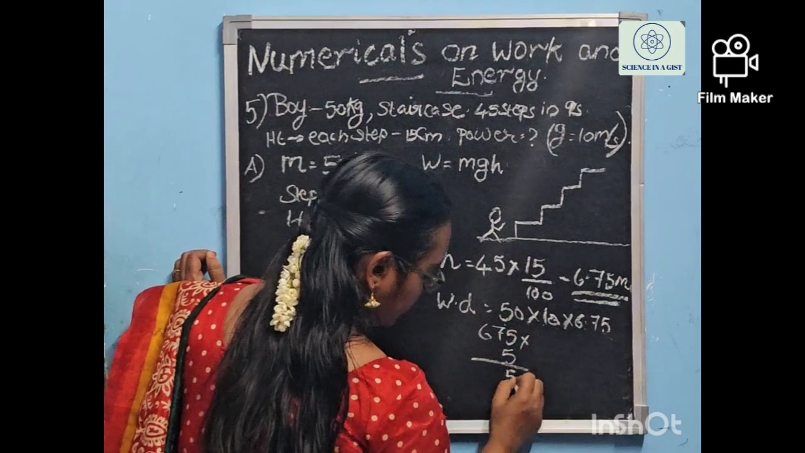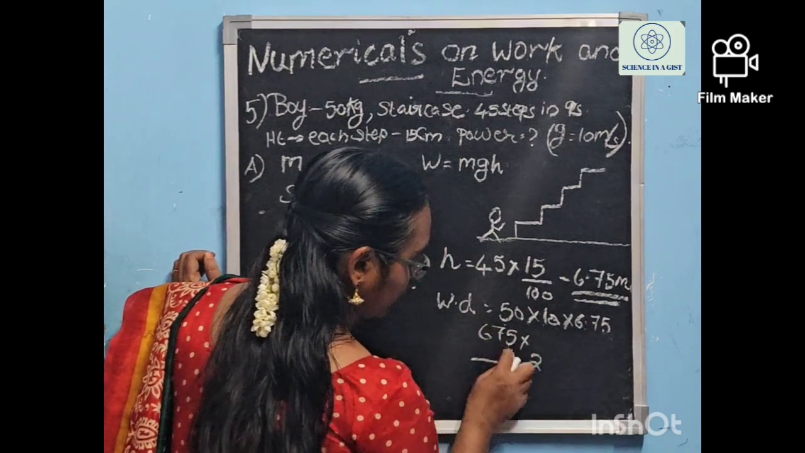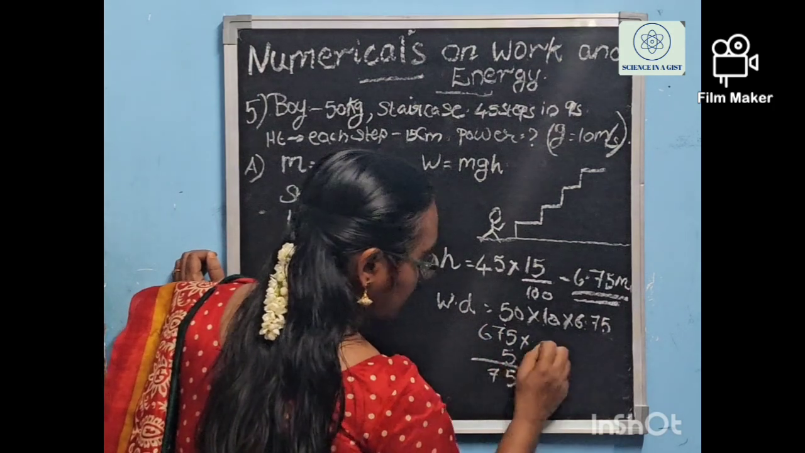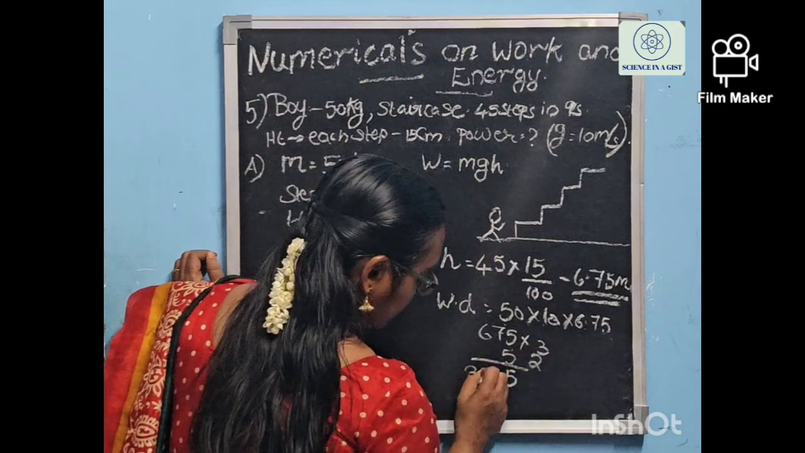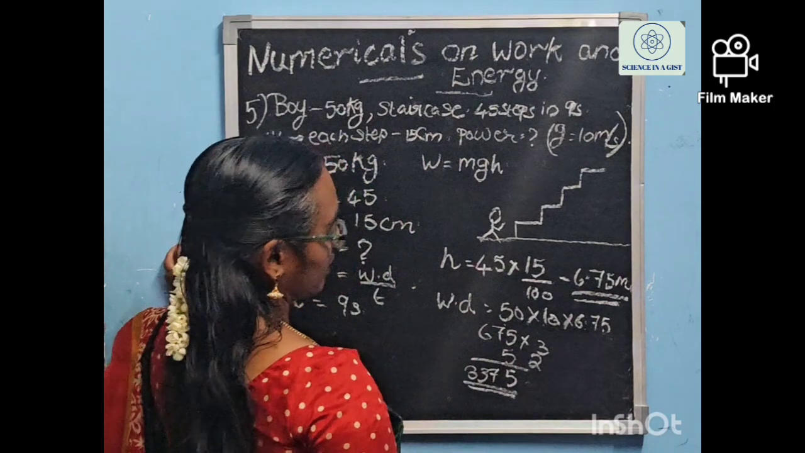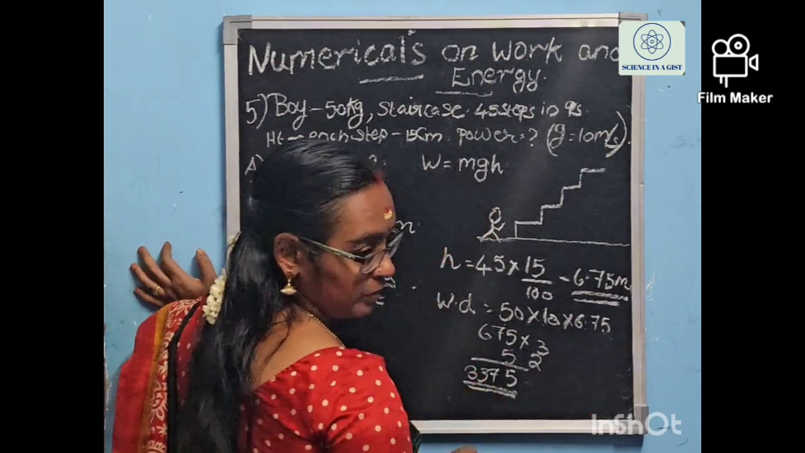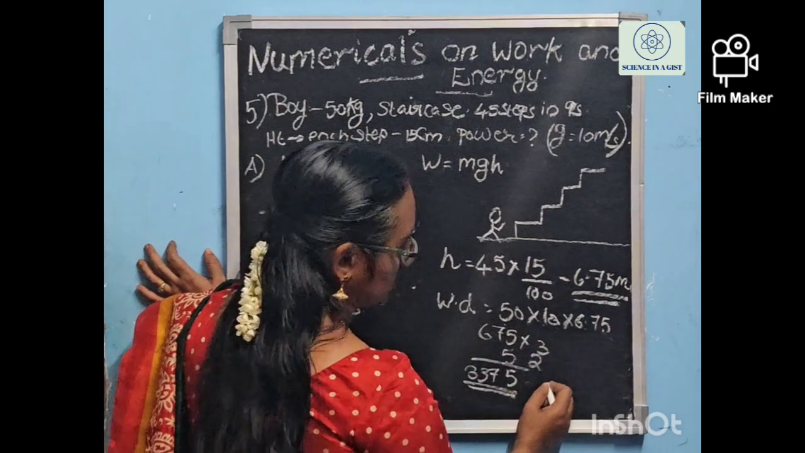5 5s are 25, 5, 2. 7 5s are 35, 36, 37. 3. 6 5s are 30, 30 plus 3, 33. 3375 is the work done. That is 3375 joule is the work done.